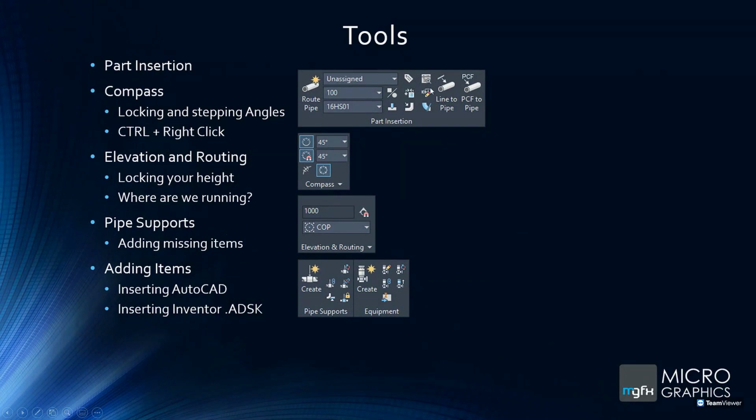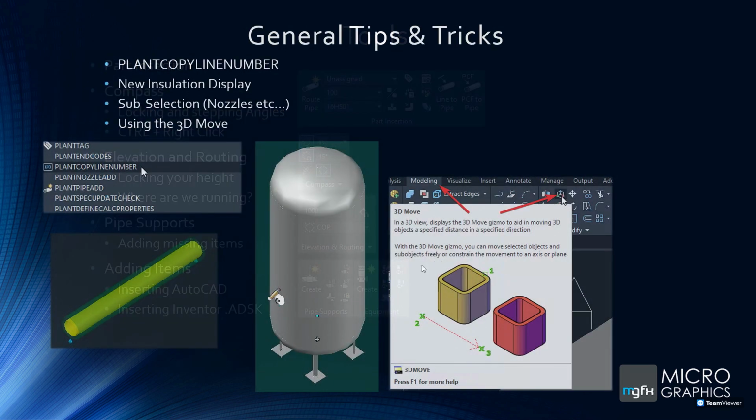Jumping back to the slides. So what we went through: part insertion, adding some of the stuff via the compass, elevation and routing, and inserting items via the menu. So either using just normal attach or convert, sorry, should I say, and then bringing in via Inventor. Just some general stuff that I've got.